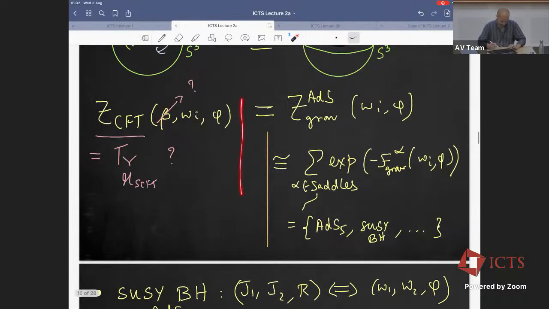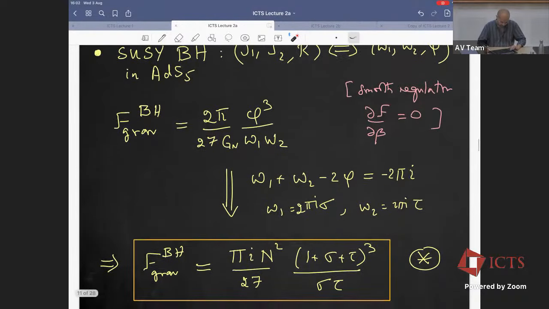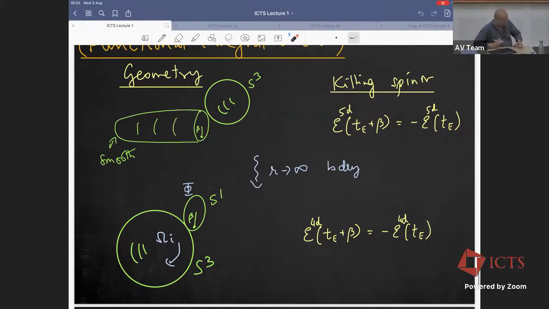Today, I want to discuss the field theory. So what are we calculating? We start with this. Yesterday, we had this argument that this is the gravity solution. There's an S3 times an S1 and some smooth cigar-like geometry. You impose smoothness or Euclidean regularity here, follow the consequences, and you get some boundary theory.